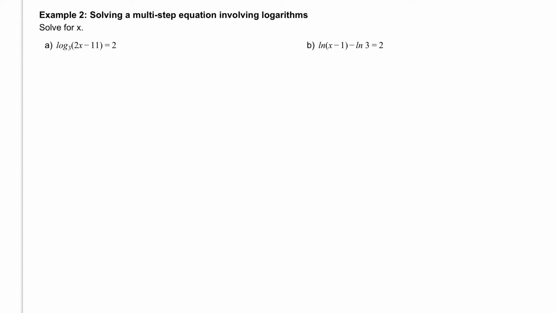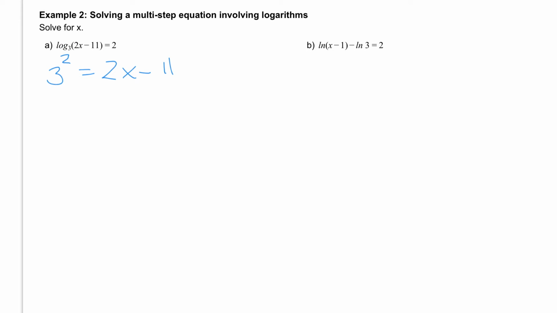In example 2, we're going to solve for x using multi-steps with our logarithms. If we take a look at letter A, the first thing we want to do again is to change it to exponential form. We have our base is 3. We're raising it to the second, and that's equal to 2x minus 11. And then we can just evaluate this left-hand side.